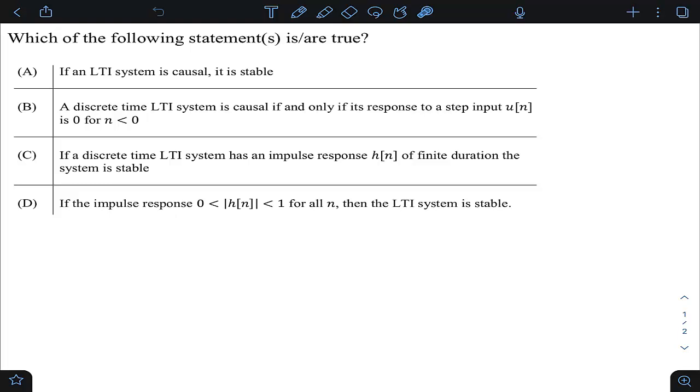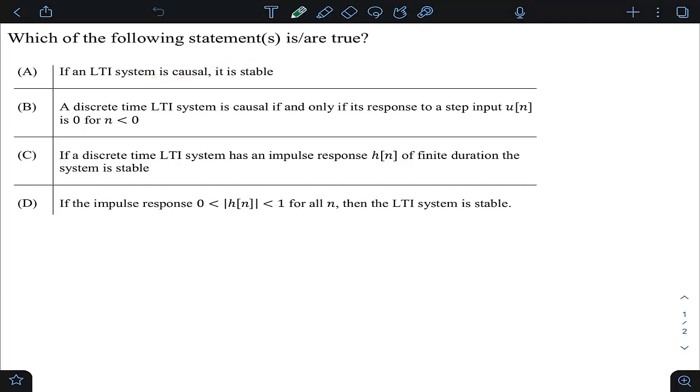This question was asked in GATE 2023 of electrical. This is from the signals and systems subject and from the LTI system topic. The question is, which of the following statements are true? So we have 4 statements. We have to figure out which are true, which are false. Coming to the first one, if an LTI system is causal, it is stable.